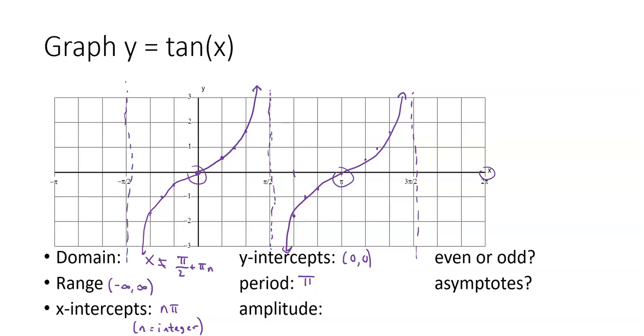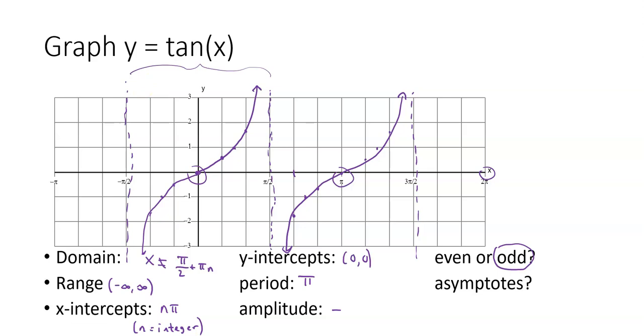Tangent graph really doesn't have an amplitude because it doesn't go up and down, and up and down, and up and down. So we'll just leave that one blank. Even or odd function? Well, if you take that center piece and rotate it around the origin, it will be an odd function. You'll have the same thing just looking at this middle piece over here. Obviously, it doesn't work for the other branches. But if you do this one here, rotate it 180 degrees, you get the same function back.